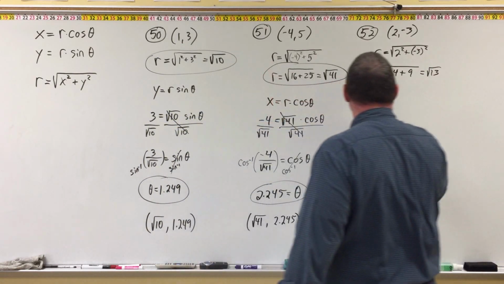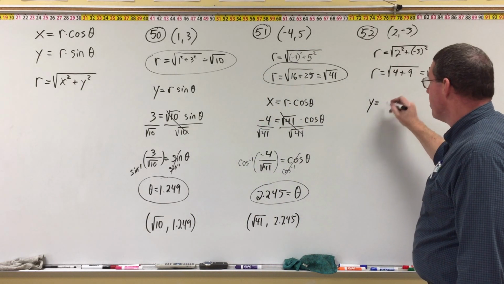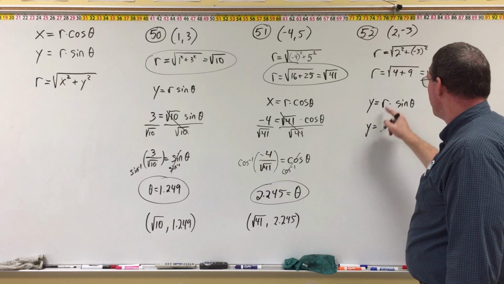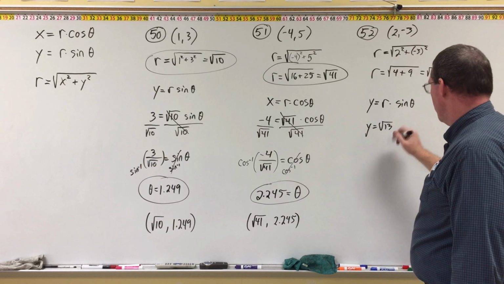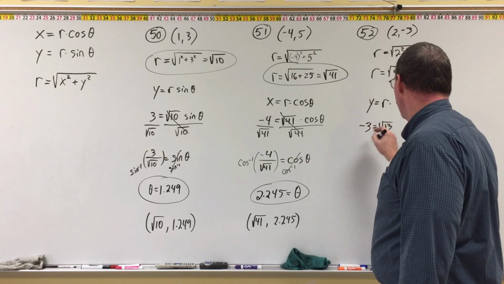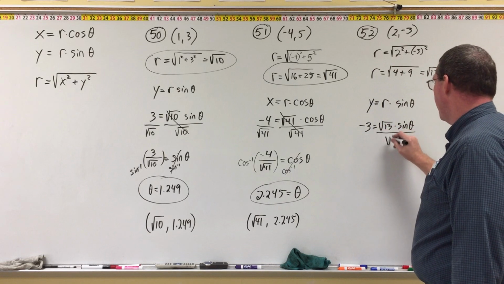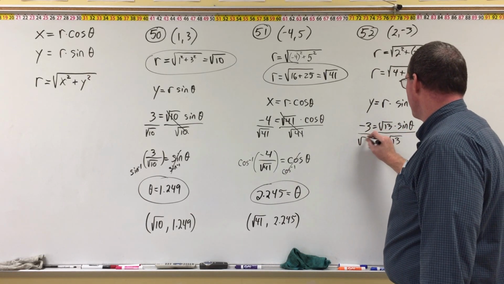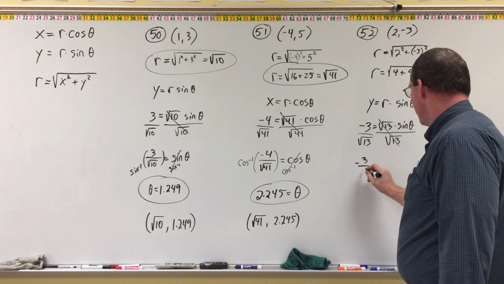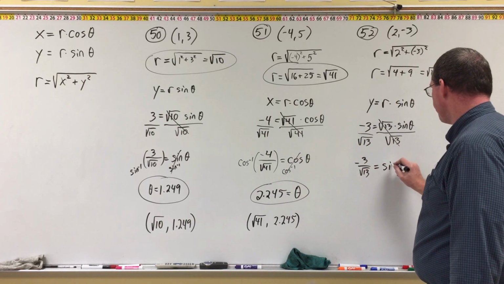Let's use y again this time. Y is going to be equal to radius times sine of theta. So y is equal to the radius is the square root of 13. Oh, excuse me. Y is -3. All right, so -3 equals the square root of 13 times sine of theta. Once again, we're going to divide by the radius on both sides, square root of 13. Cancel that. So sine of theta is going to be equal to -3 over the square root of 13.